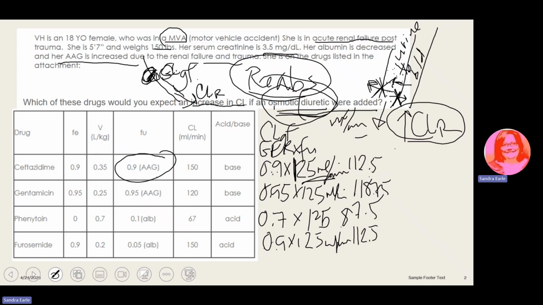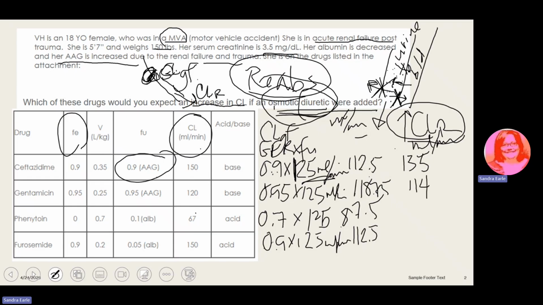And that's just going to be the total clearance times the fraction excreted unchanged in the urine. So this would be 150 times 0.9, 90% of it's cleared by the kidneys. So this is 135 mils per minute. And then this one's going to be 120 times 0.95. So this is 114 mils per minute.